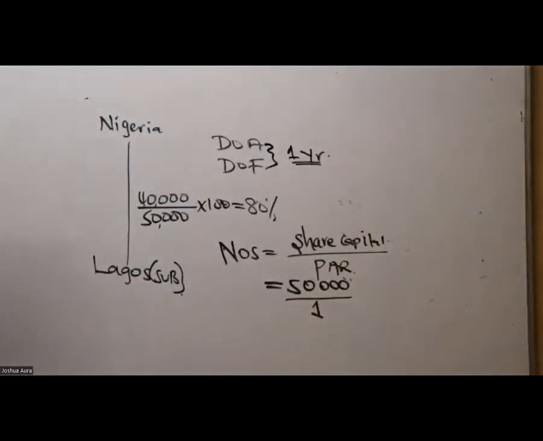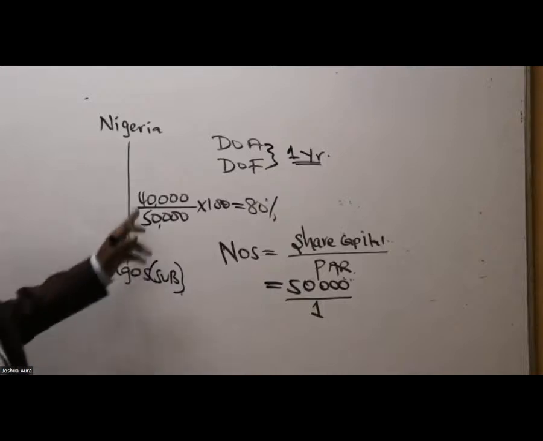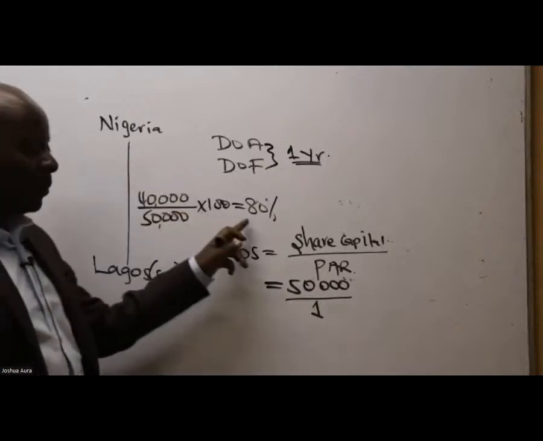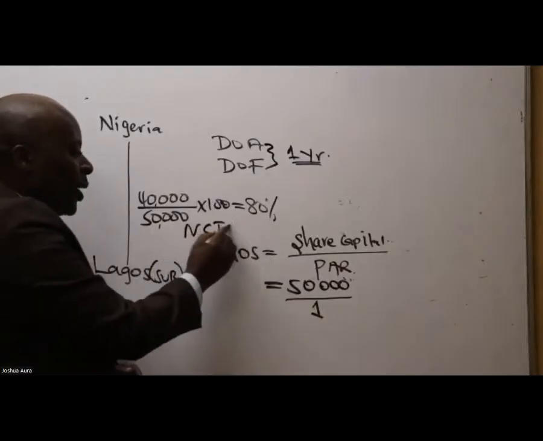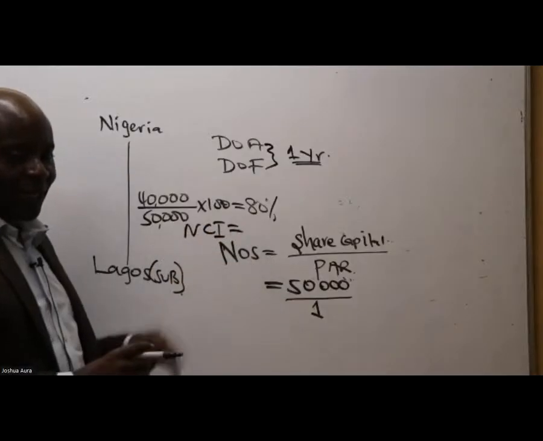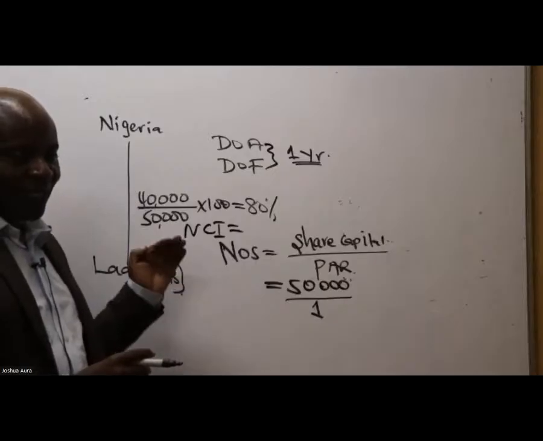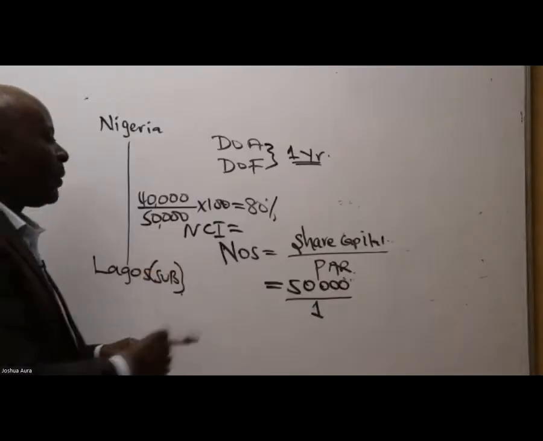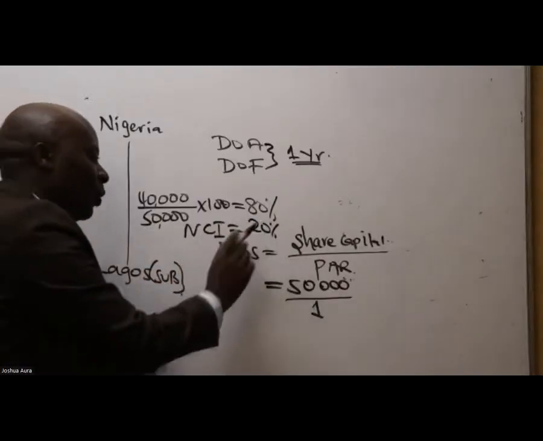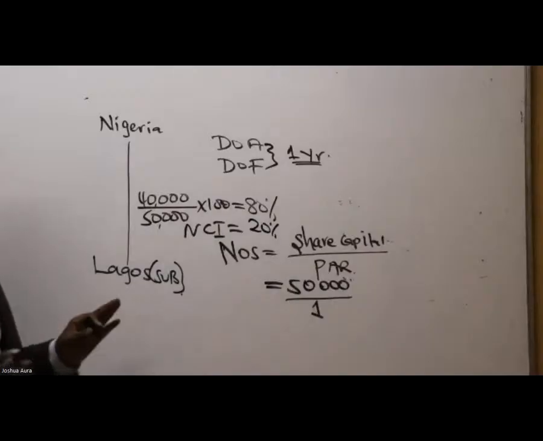Now, ladies and gentlemen, listen here. So the parent, called Nigeria, has got 80%. So who can give me the percentage of NCI? If the parent has got 80%, NCI will be taking the complementing percentage, 20%. Thank you so much. You leave it there.